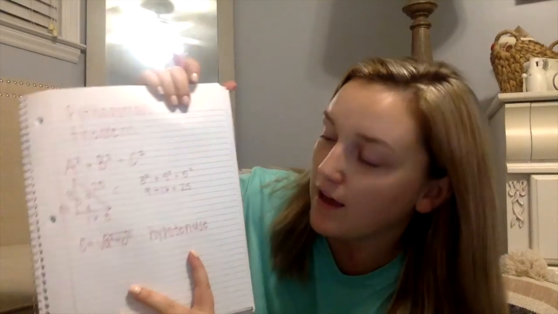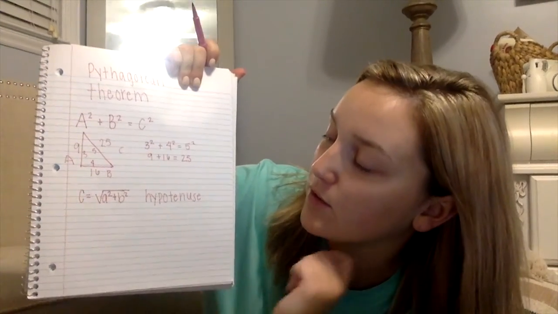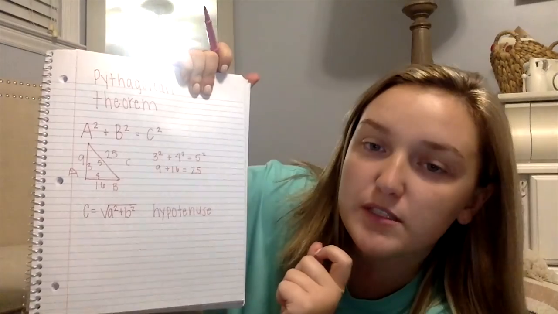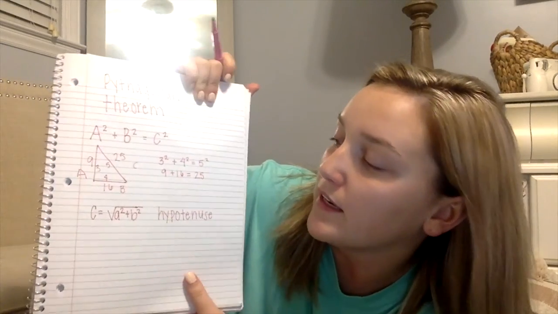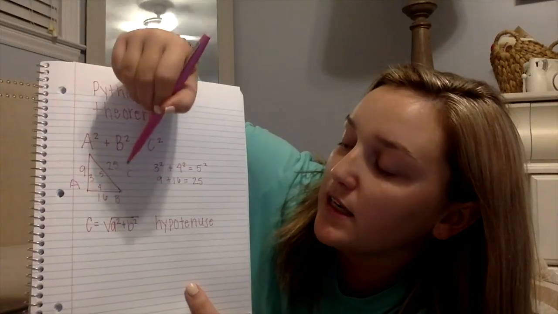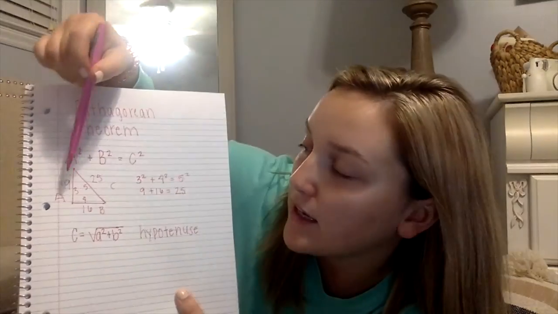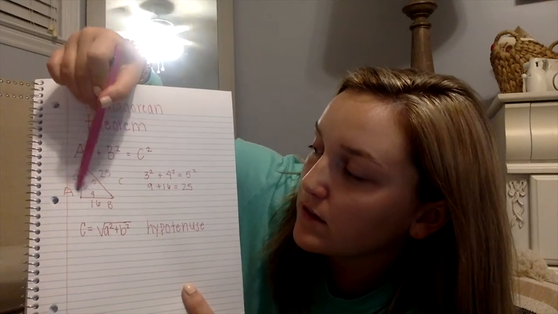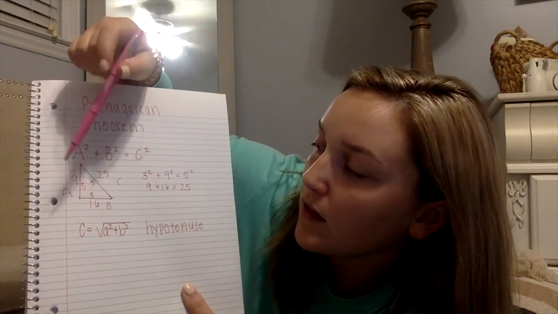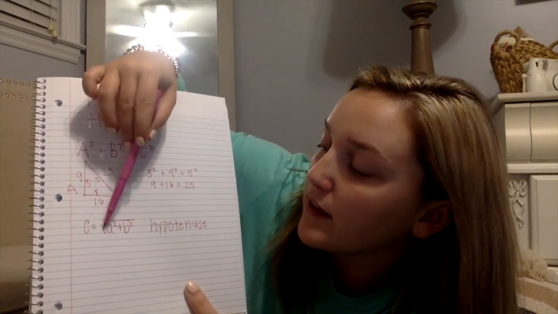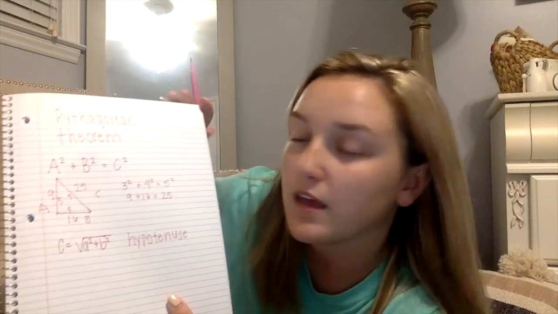But once you want to find the hypotenuse, you're going to have c equals the square root of a squared plus b squared. So if you were looking for c, the longest side, you would have to take a squared, which is 3, b squared, and then you would have to take the square root. So that's what you would have to do.